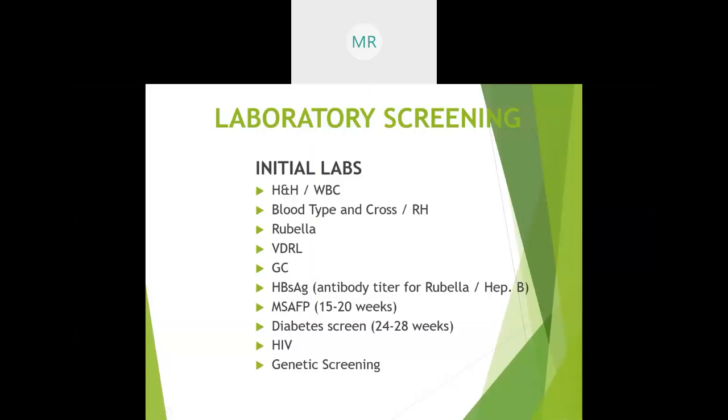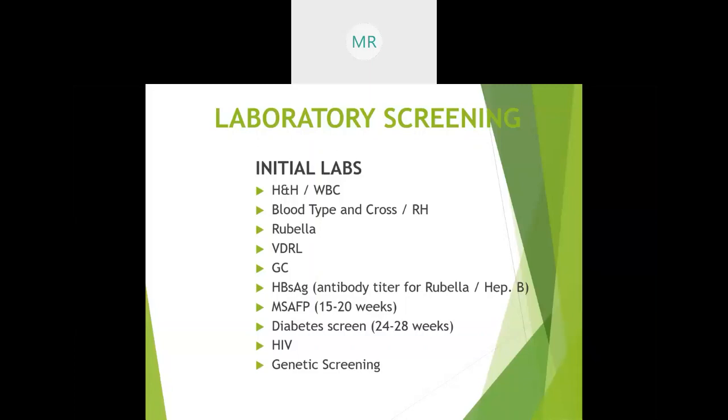This is very important. And then we have maternal serum alpha fetoprotein. That is done between 15 and 20 weeks. The levels we get with maternal serum alpha fetoprotein can help detect neural tube or abdominal defects. And the abdominal defect we're talking about is an omphalocele, and that's when the intestines stick out.